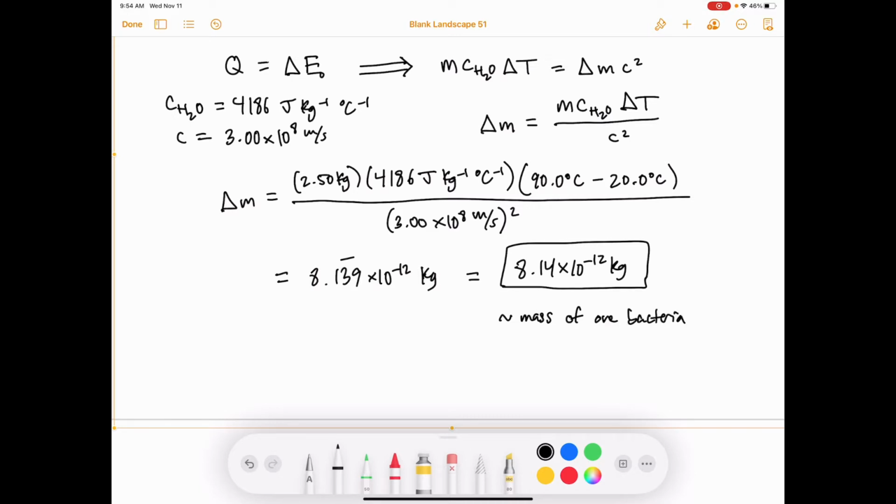So again, it's a tiny little increase in mass. It would be very hard to even measure this, but it is there according to Einstein's theory of relativity. And as I showed you before, in other contexts, like in nuclear reactions, the change in mass can actually be pretty significant. So that's how this works.